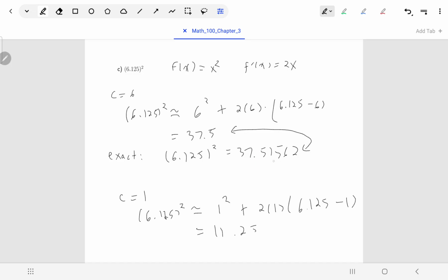which is nowhere close to the true value of 37.51562. So just because you can find an approximate value doesn't mean it's necessarily a good one. This one is a terrible approximation, and not a big surprise because I chose a value for c that was quite a ways away from the value I was looking to approximate.